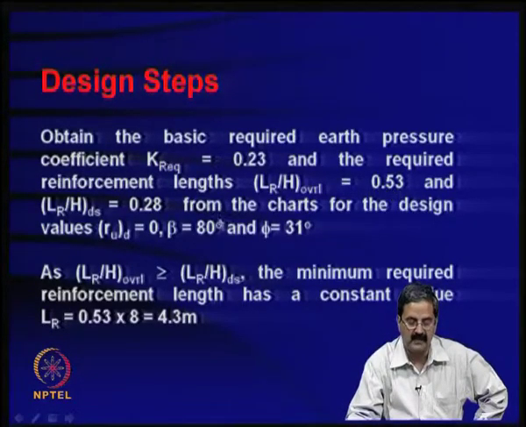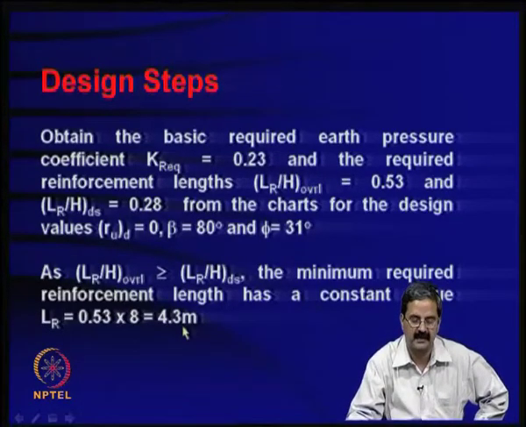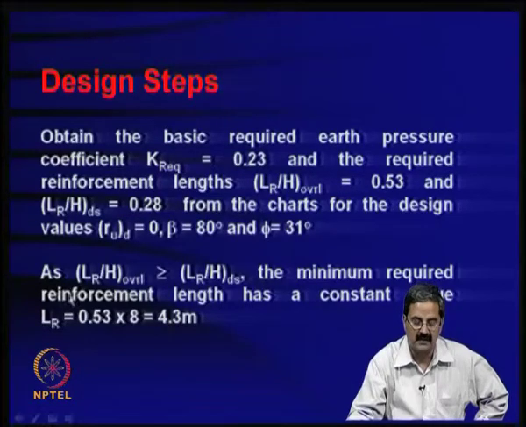whichever is higher, like 0.53 and 0.28, we should take for the reinforcement length. So, the reinforcement length will be 0.53 into 8. 8 meters is the height, which gives 4.3. So, the length of the reinforcement is 4.3. Suppose you have a surcharge of about 20 kPa. Everything is in terms of LR by H, so there is no problem there, but here you have to make the height 9.1 or something, depending on whatever extra height you get. So, that length you have to provide, right.